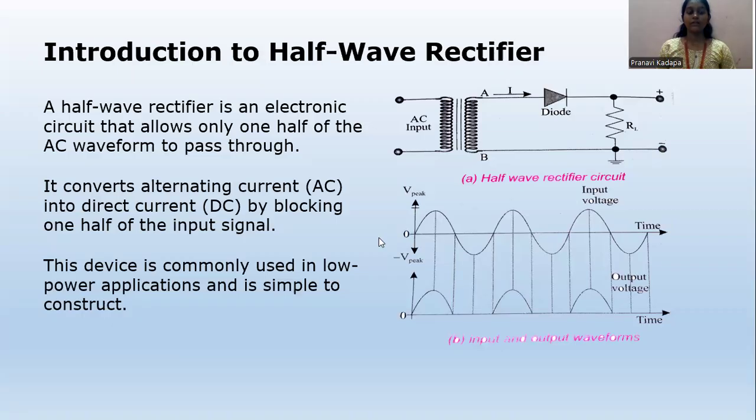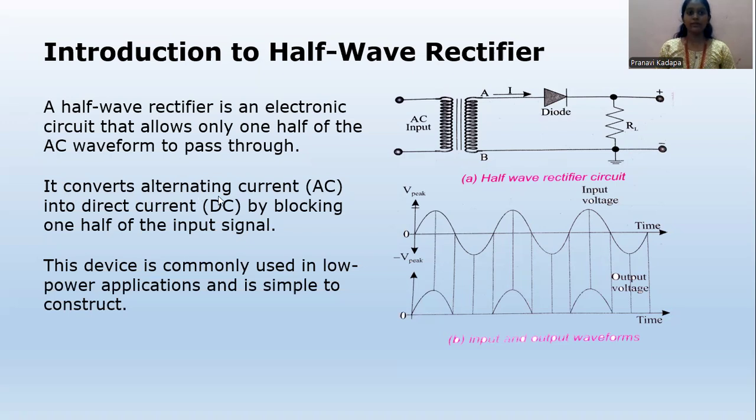The half-wave rectifier is an electronic circuit that allows only half of the AC waveform to pass through. As we are seeing in the picture here, the AC input is given to this circuit from the transformer, and it is passed through the diode. This diode is in forward bias, which takes only the positive cycle and does not allow the negative cycles.